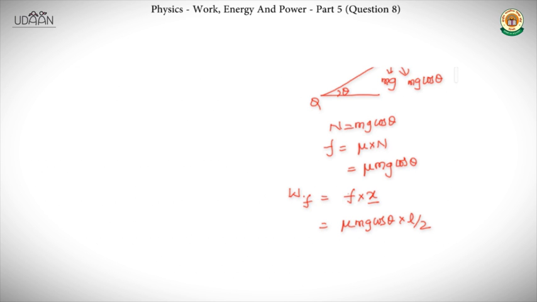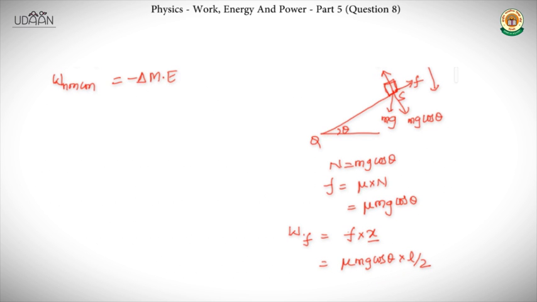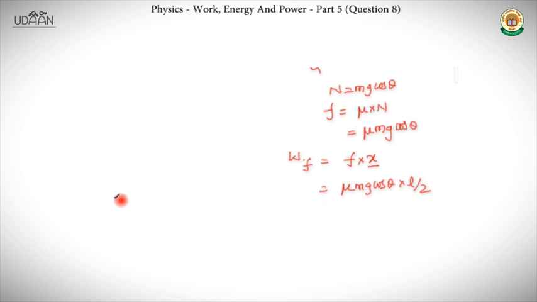Work done by the force. In this way, we equate the work done by the non-conservative force to the change in mechanical energy. The final mechanical energy we know is 0. Let us take the change in mechanical energy.